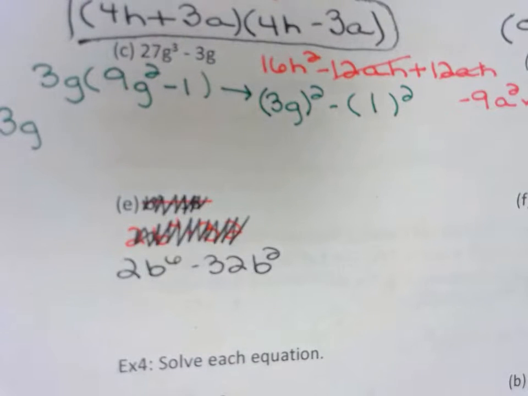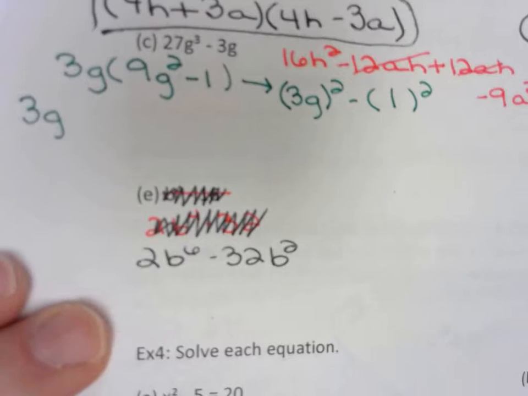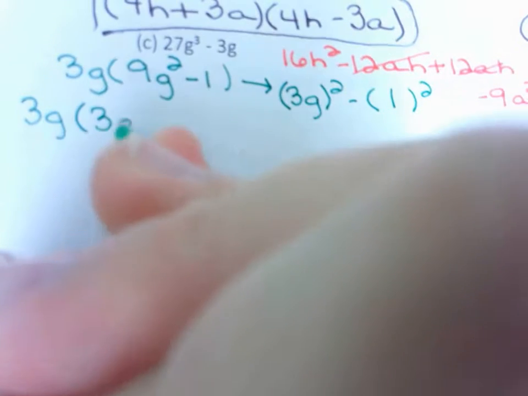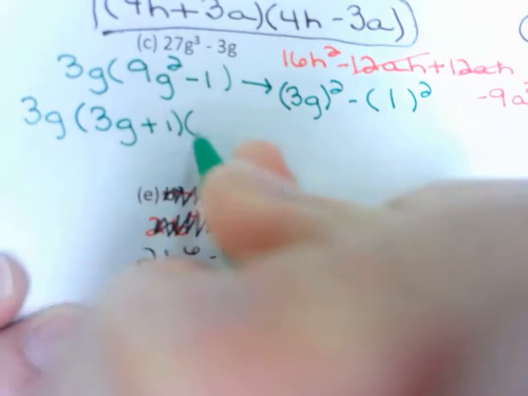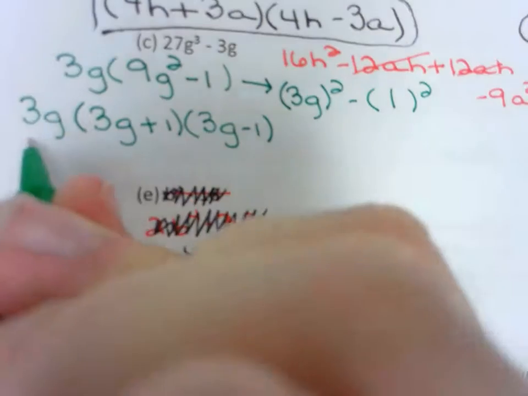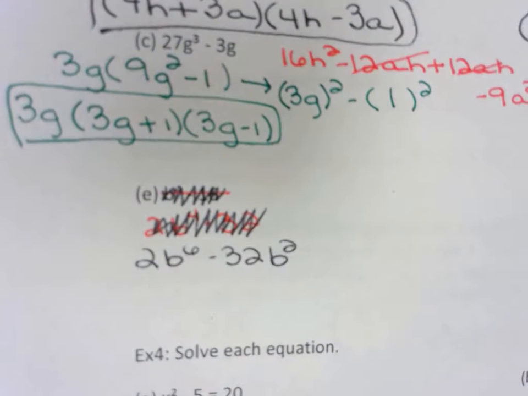So now that I was able to write it as a difference of perfect squares, how do I write my final factored form? (3g plus 1)(3g minus 1). And that is the final factored form, because it is 3g times (3g plus 1) times (3g minus 1). So that is your final factored form.